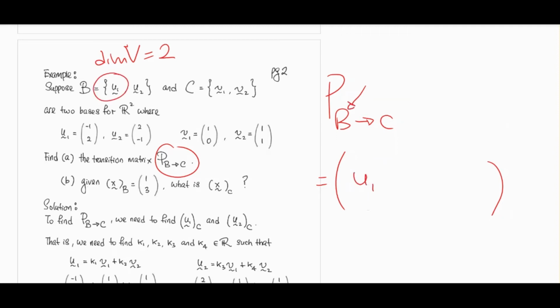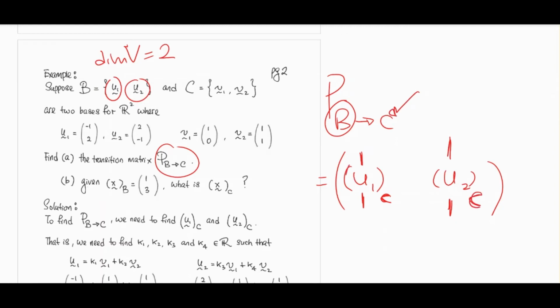So we're going to write U1, but not the U1 vector, but instead the coordinates of U1 relative to basis C. Starting basis B here has two vectors, U1 and U2. We are not writing U1 and U2. We are writing the coordinates of U1 and U2 relative to the ending basis. These are the coordinates of the U1 vector relative to basis C, and this is going to be the coordinates of the U2 vector relative to basis C. This is how you write down your transition matrix.